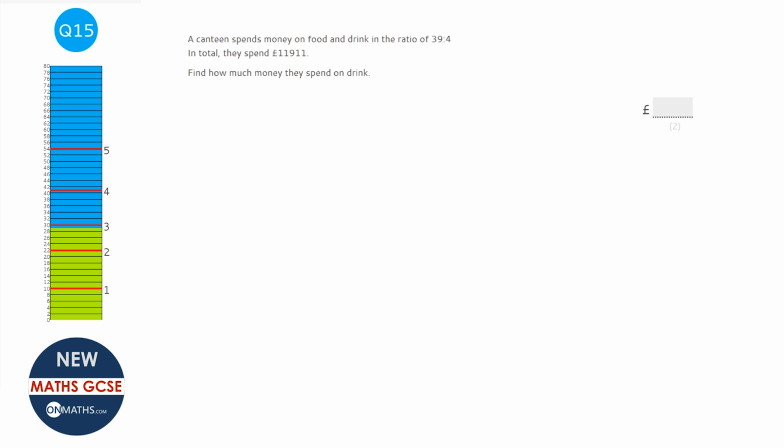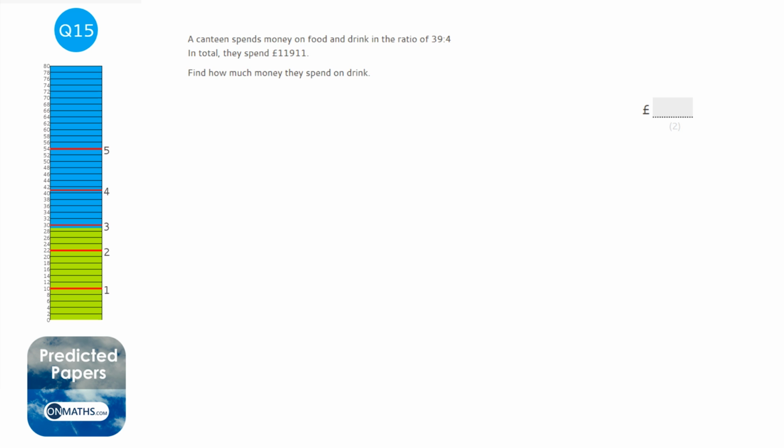Okay, so the numbers in this question seem a bit daunting, but the process is always the same with this type of question in ratios. The first thing you've got to realise is, are you given a total amount or are you given an amount of food or amount of drink? Well, it says in total they spend that amount, so it's a total amount.